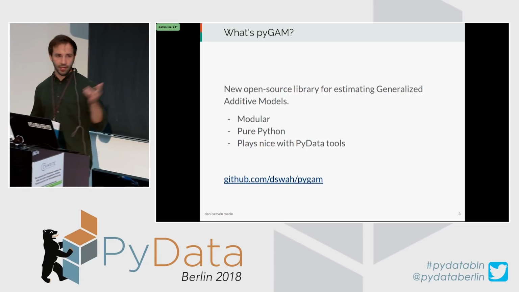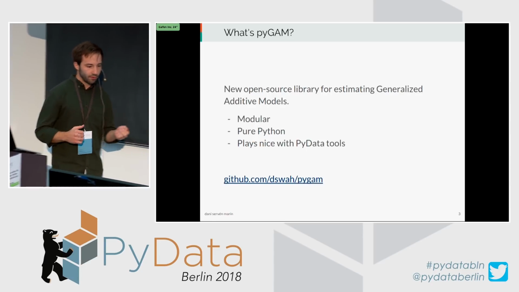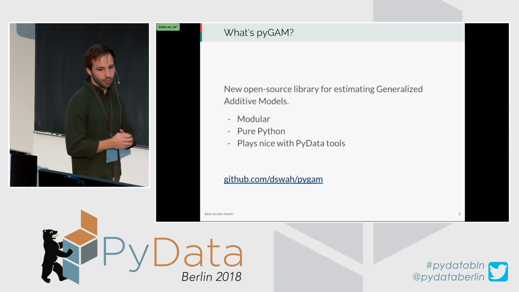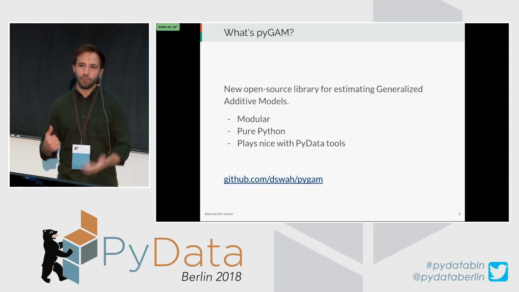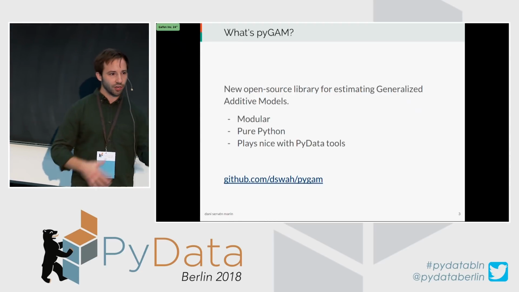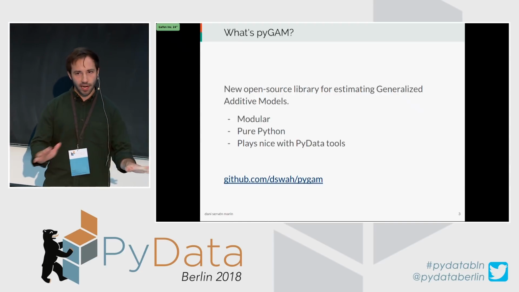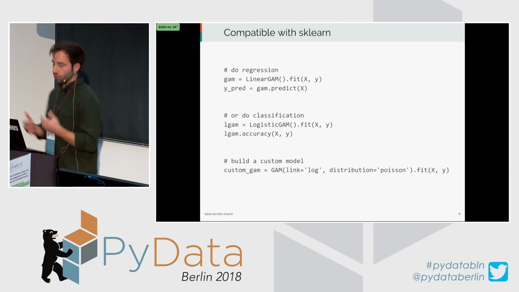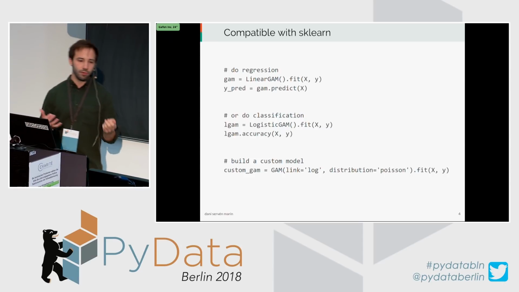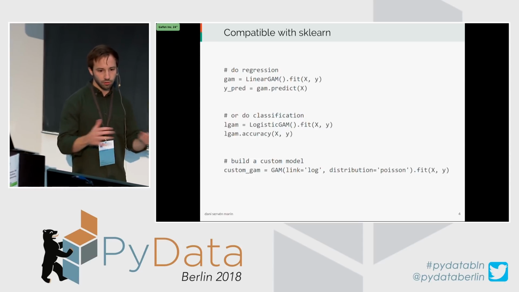So pyGAM, like you said, is a new library for fitting generalized additive models in Python. I've tried to make it really modular. It's written in pure Python, which makes it easy to deploy and integrate into your work stream. And it plays nice with the rest of the PyData stack. So if you know scikit-learn, it should look familiar. The fit and predict methods are all similar.